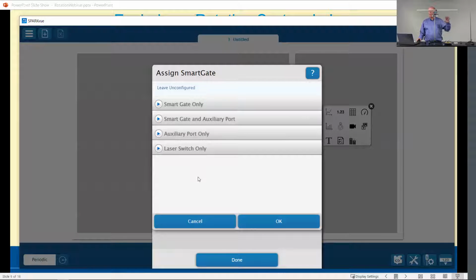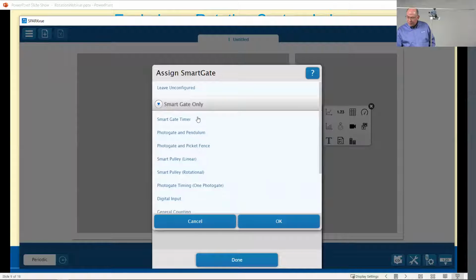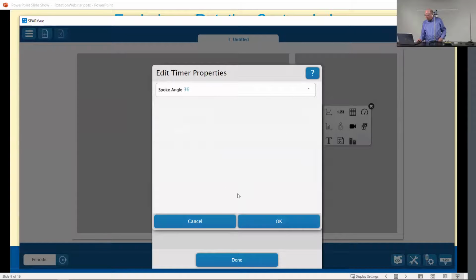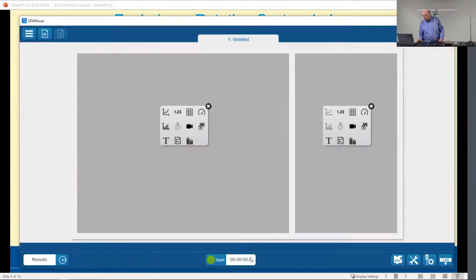I'm not going to go into the smart gate. I have a slide about it up there, but it does a lot of different things. We're using it with a pulley, and so sometimes it's called a smart pulley. If you go to smart gate only down here, it's one of the choices. If I did smart pulley linear, it would measure the linear speed of the outside of the pulley, but we want rotational. At least that's what I'm going to do. Then I have to tell it the angle between the spokes on the pulley. The pulley has 10 spokes, 360 degrees, so 36 degrees between spokes. That's the default.